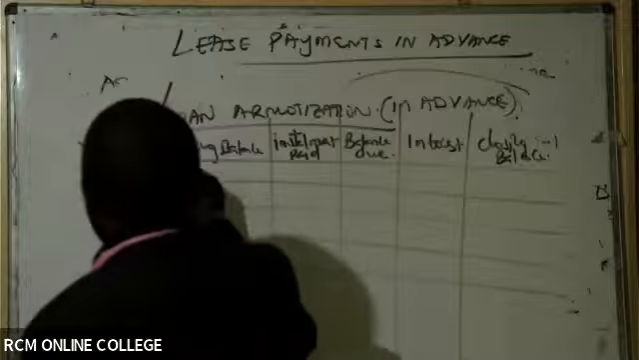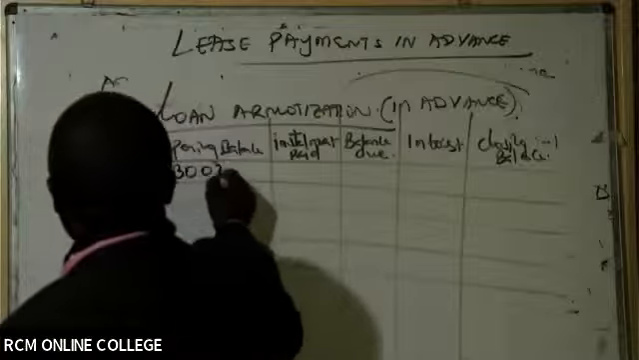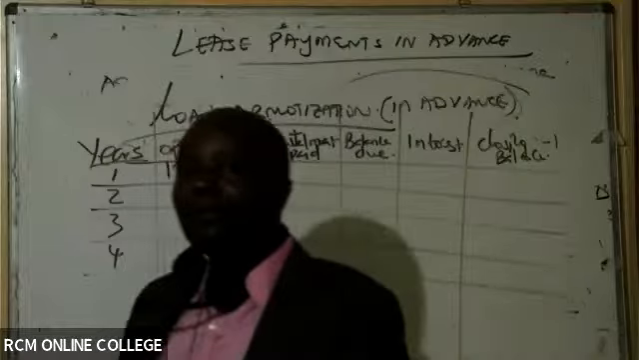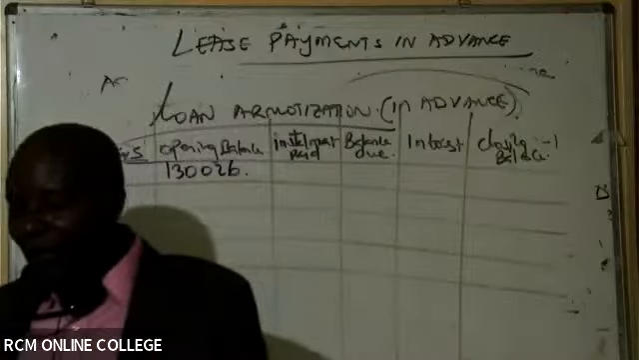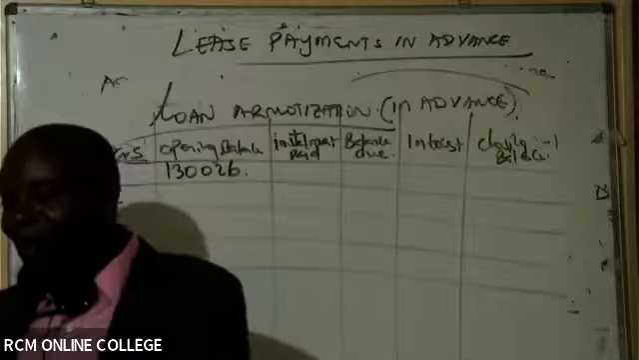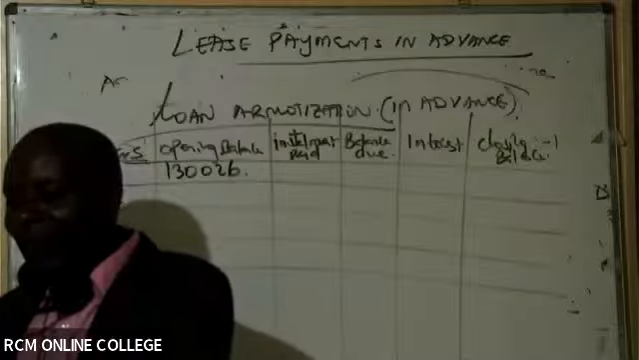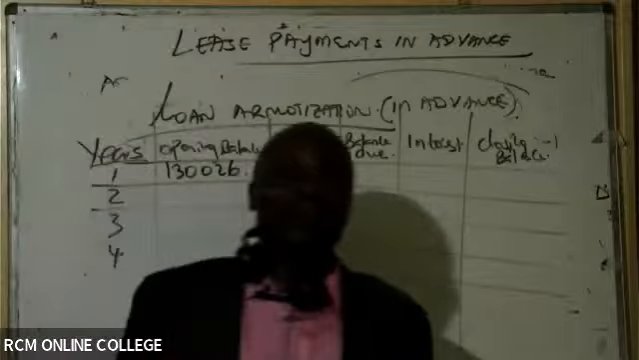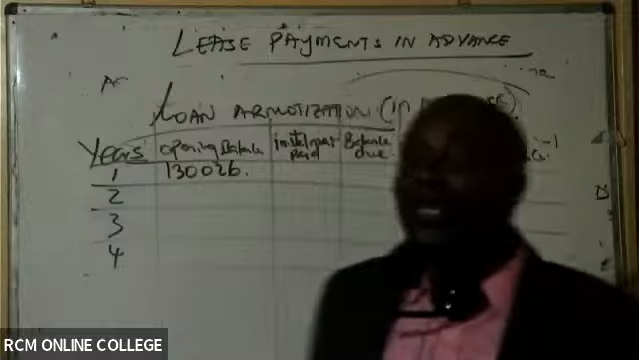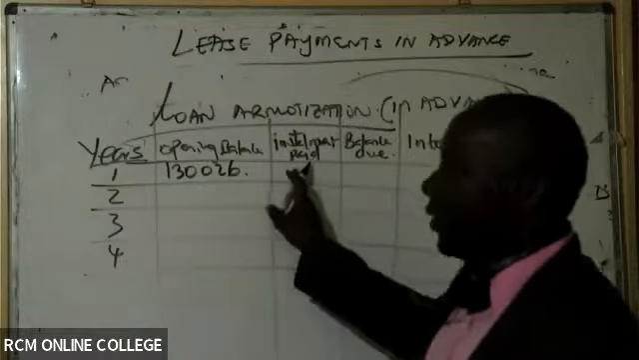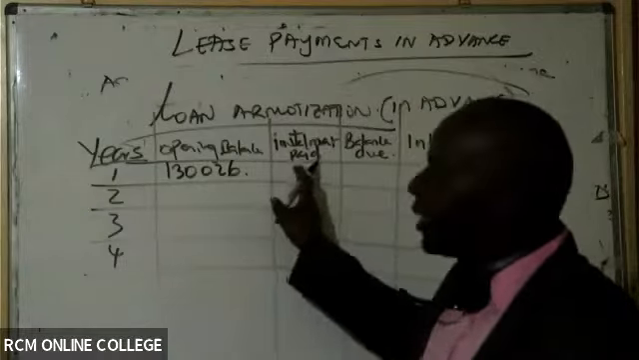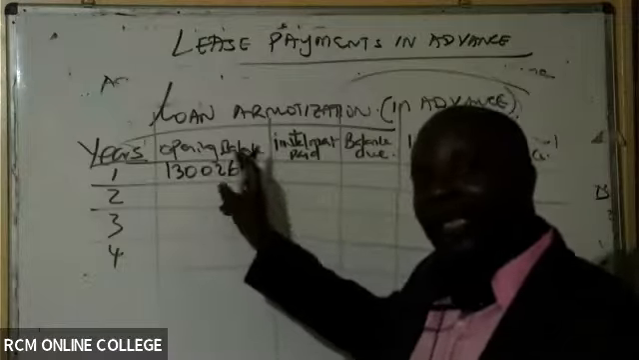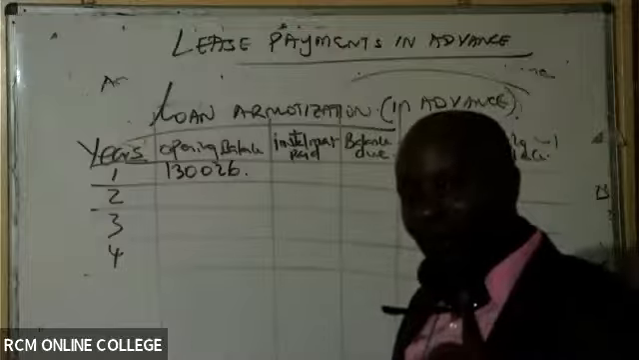130,026. So we have here 130,026. How much installment are we going to pay here? 0. This is Samuel. Somebody must be very bright, because so many students in this case will come and put 50,000 here, forgetting that for the first year, this figure is net of the 50,000.